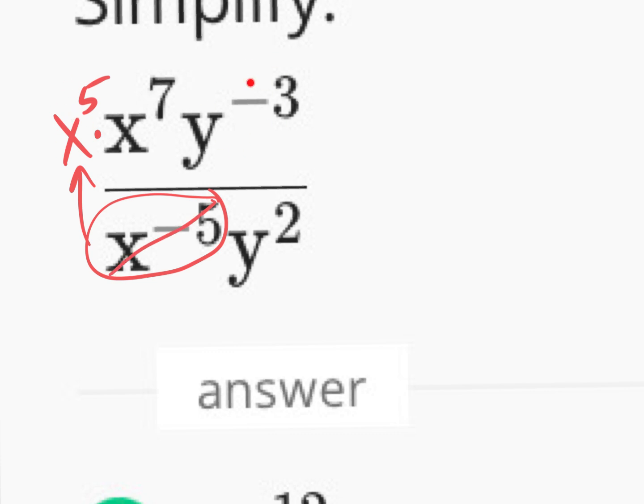And then this y to the negative 3 is no longer up on top. We're going to grab it and move it down to the bottom. It's going to be y to the positive 3 on the bottom. So I could just scratch it out because I already moved it down to the bottom. So what do I have right now?